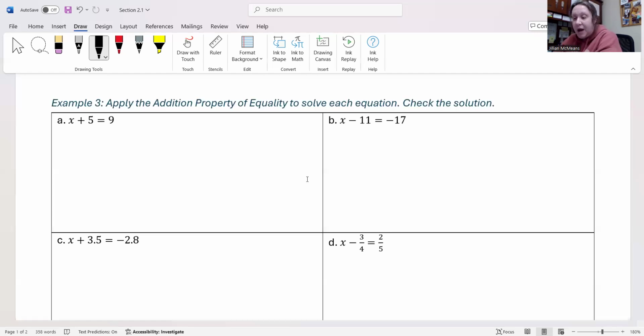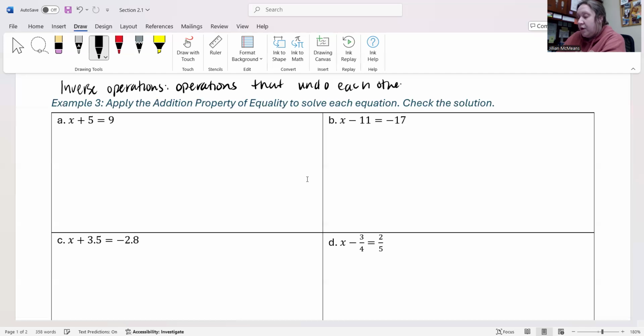So for part A, I have x plus 5 equals 9. My goal is to isolate the x while maintaining balance. The issue is that 5 has been added to x. Well, how do I undo addition of 5? We have these things called inverse operations, and they're operations that undo each other. For us, addition and subtraction are inverse operations. They undo each other. And multiplication and division are inverse operations. They also undo each other.